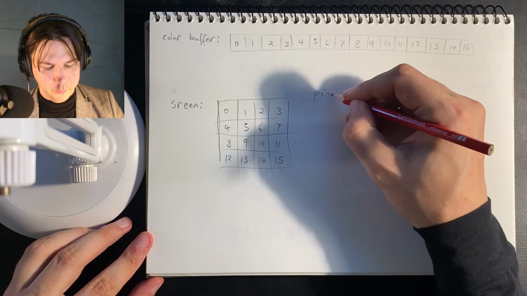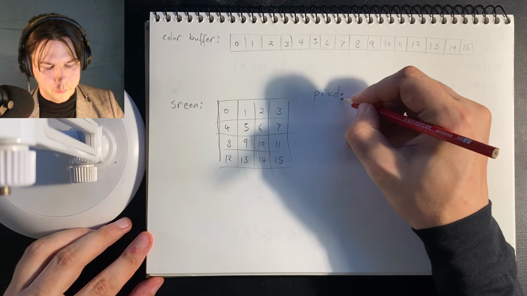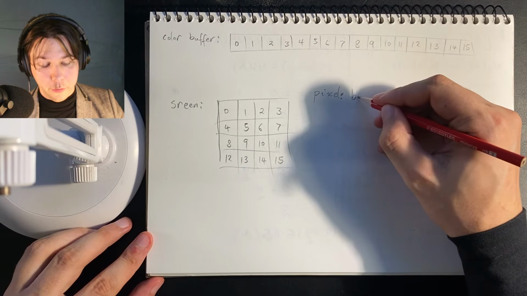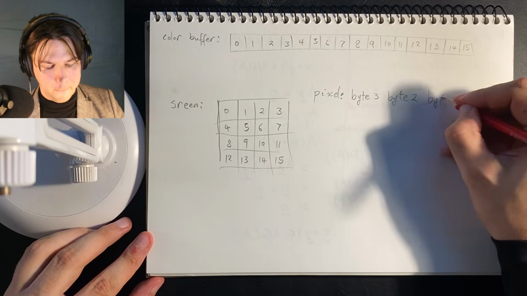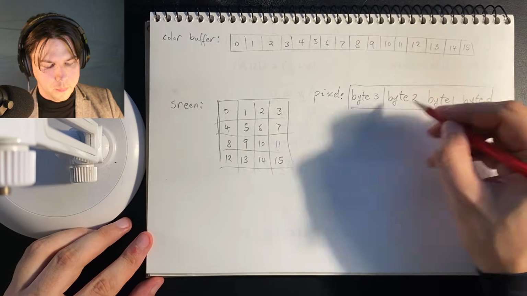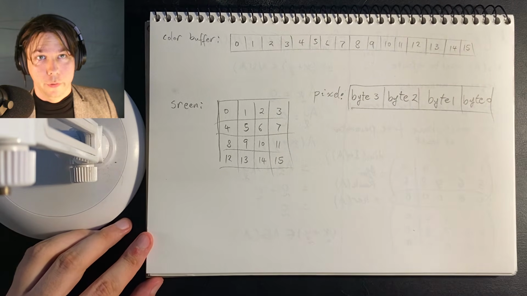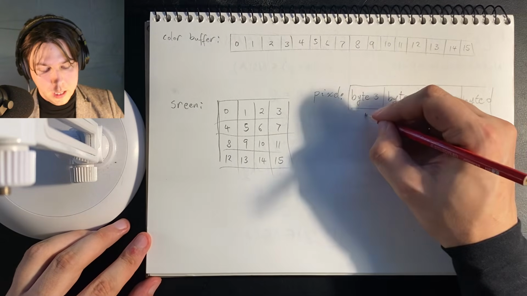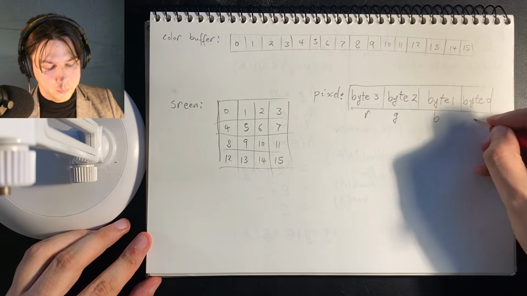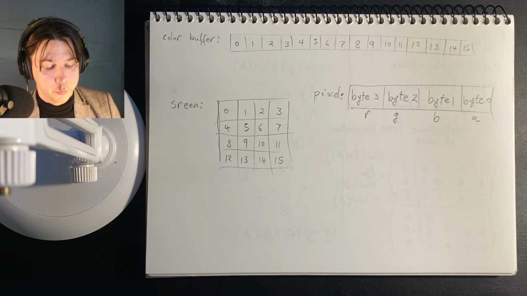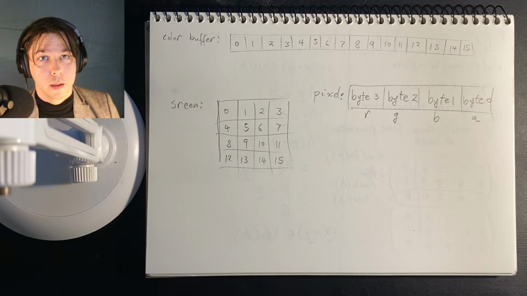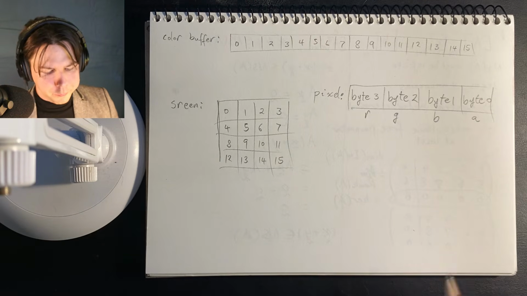Now, the way the pixels are laid out is typically 32 bits. So we'll have byte 3. And each byte will be a channel. So common format would be red, green, blue, alpha. There will be some variation according to which rendering backend we're using, but it'll be something along these themes.